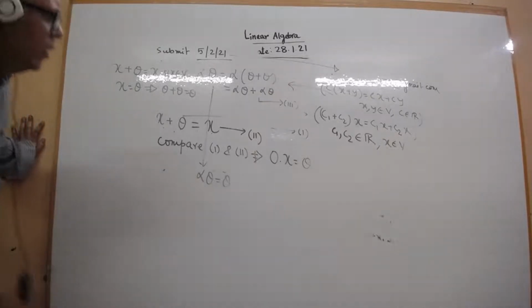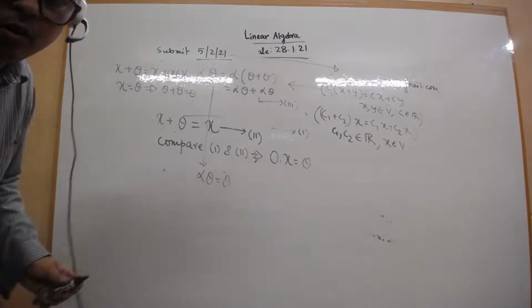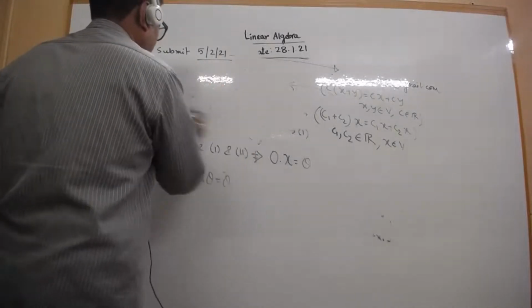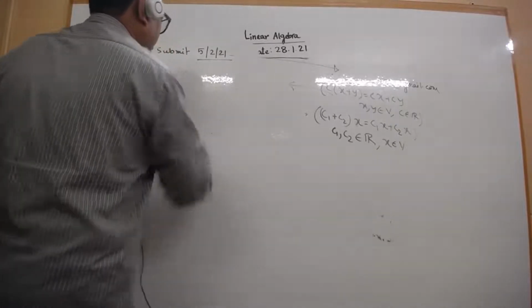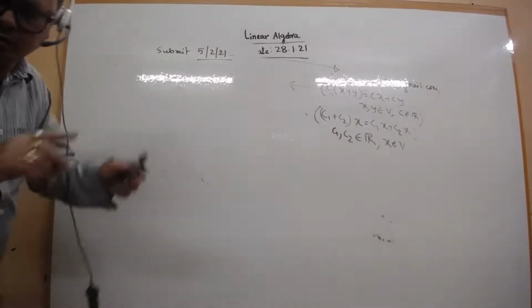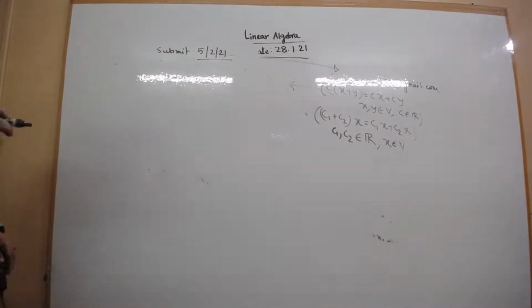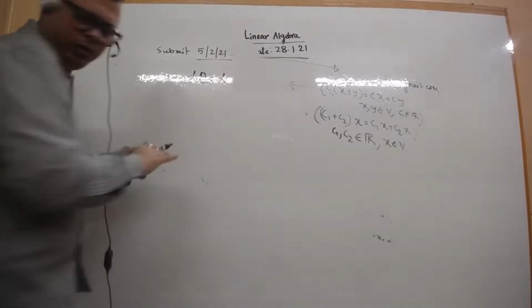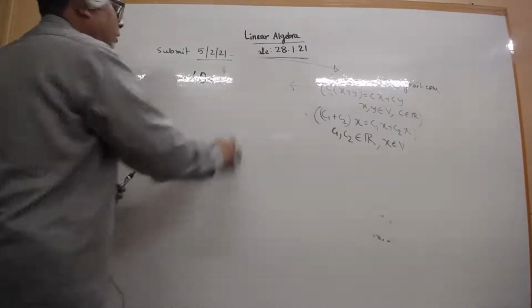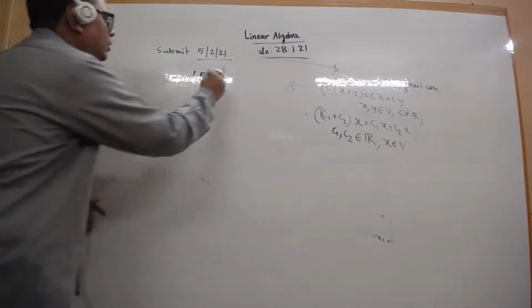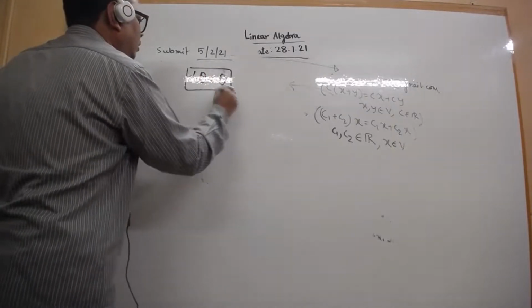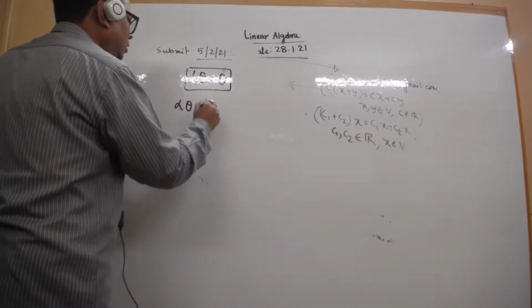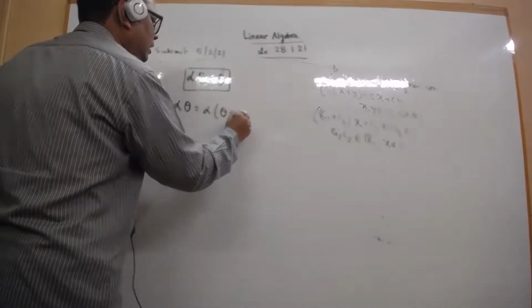Last part. Okay. So I think last part means this part: alpha theta equal to theta. This portion. So I write alpha theta equal to alpha theta plus theta. Clear?